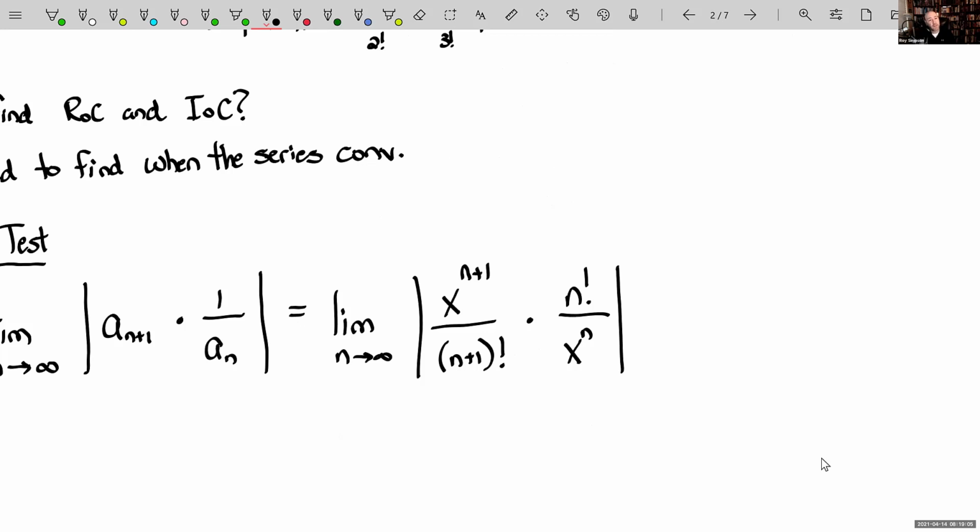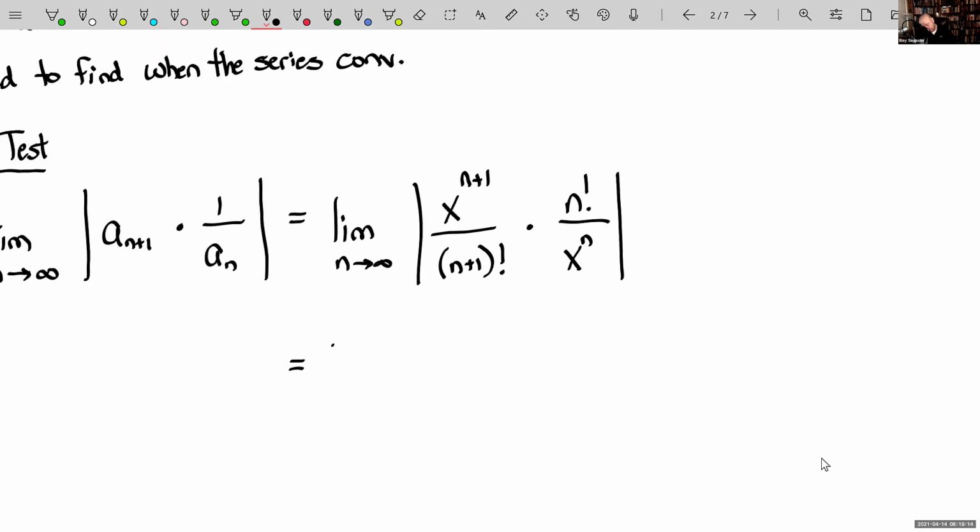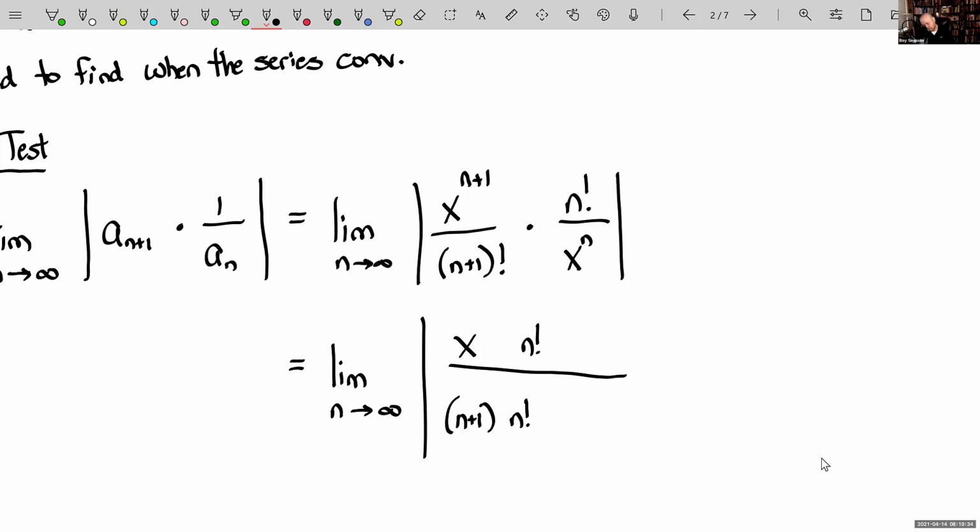Now, these absolute values are going to be critical to leave on there because we don't know if x is positive or negative. But things do clean up a little bit. For example, this becomes the limit as n runs off to infinity of the absolute value. I see x to the n plus 1 upstairs and x to the n downstairs, so that'll leave us with the power of x upstairs only. And n plus 1 factorial is n plus 1 times n factorial. So you can see the n factorials will cancel beautifully.